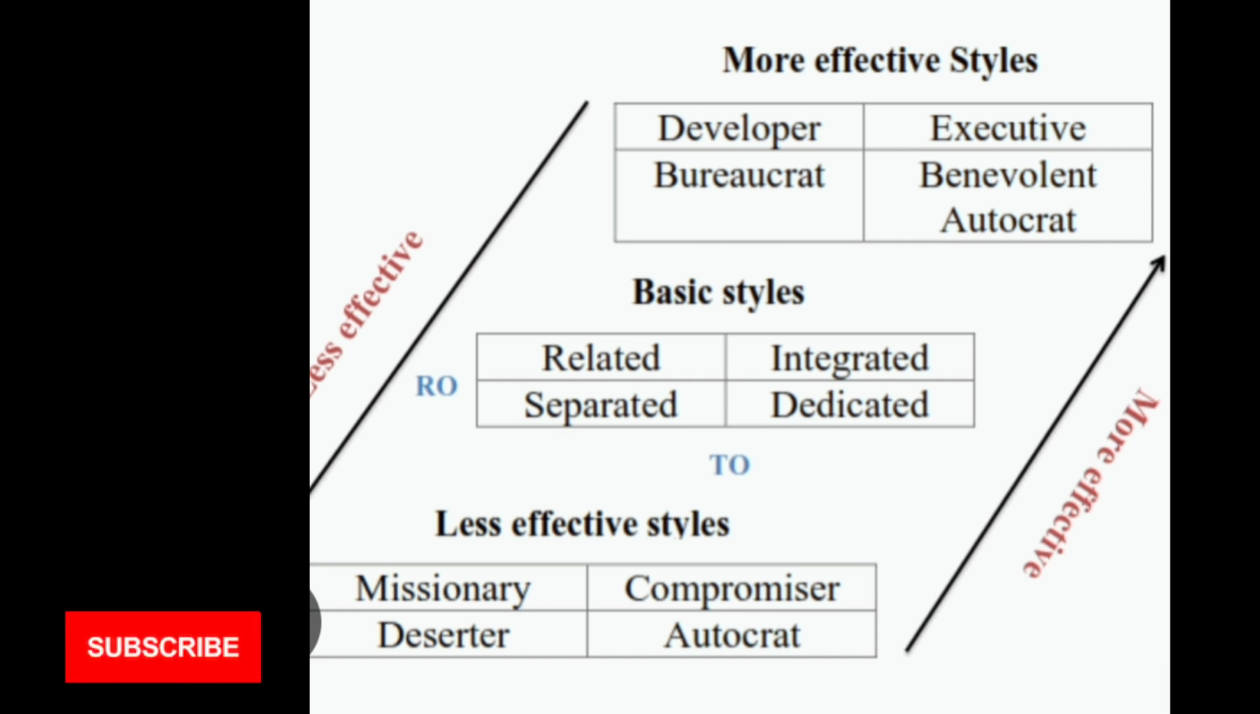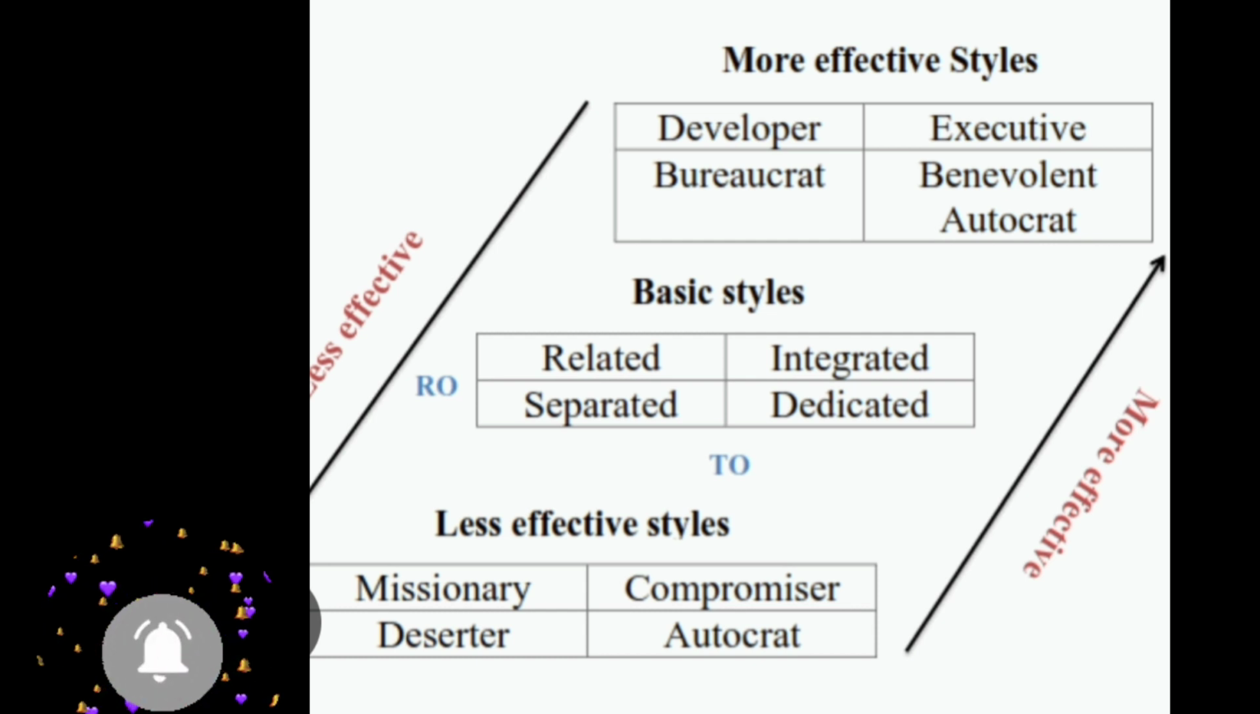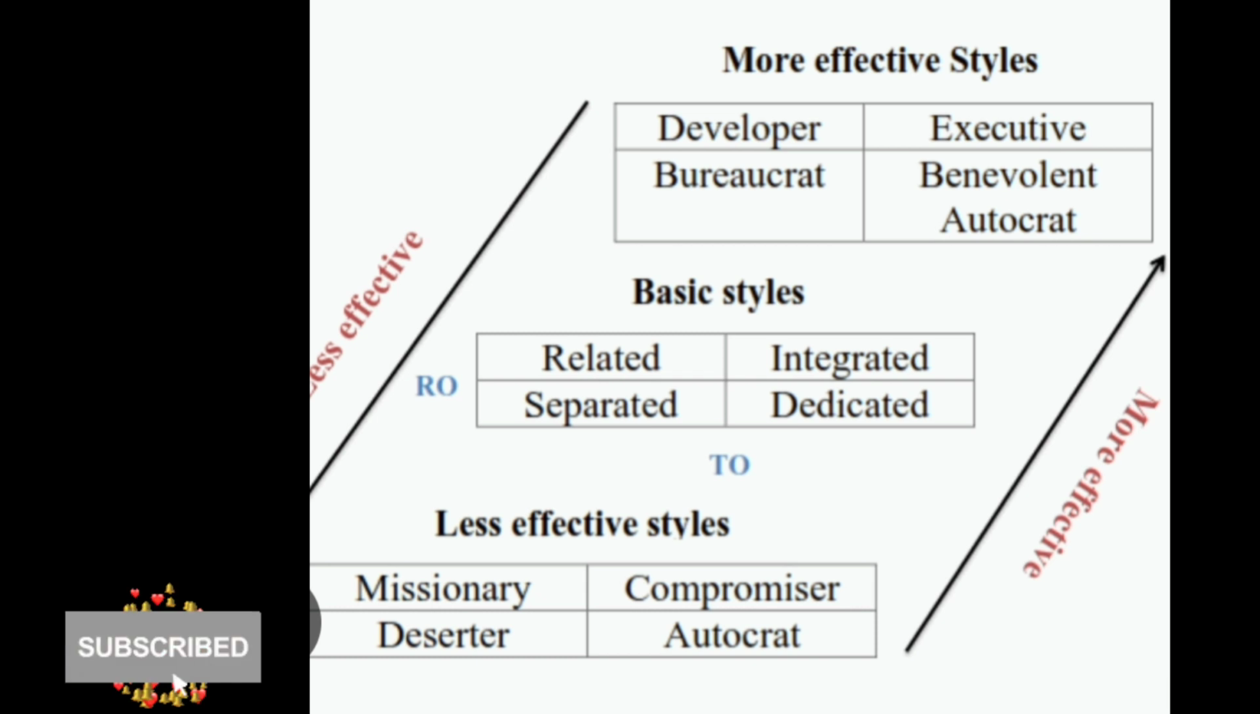Now going to the lowest effectiveness model and the highest effectiveness model. The lowest effectiveness model has four other managerial styles. The first one is missionary, second is compromiser, third is deserter, and the fourth is autocrat. Now going to the highest effectiveness, which is related with the more effective styles. It includes four managerial styles: developer, executive, bureaucrat, and benevolent autocrat. All are the most important managerial styles because all are more effective styles.